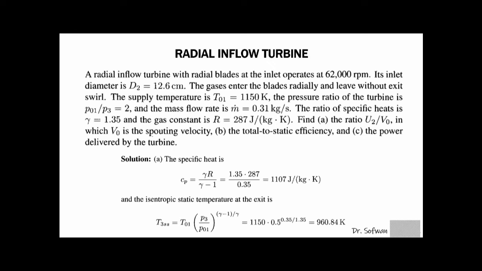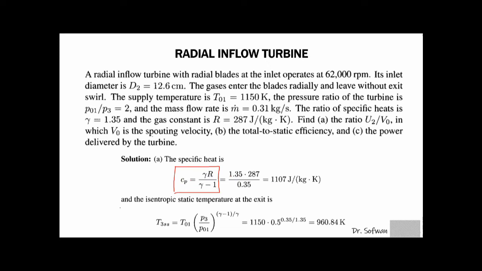Before we can solve this problem, we look into this specific heat equation. This is a general equation: Cp equal gamma R over gamma minus 1. You should know this equation already from thermodynamics. So we can use the values given in the question, gamma equal 1.35 and the gas constant R equal to 87, to calculate the specific heat. This will give a value of 1107 joule per kilogram Kelvin.